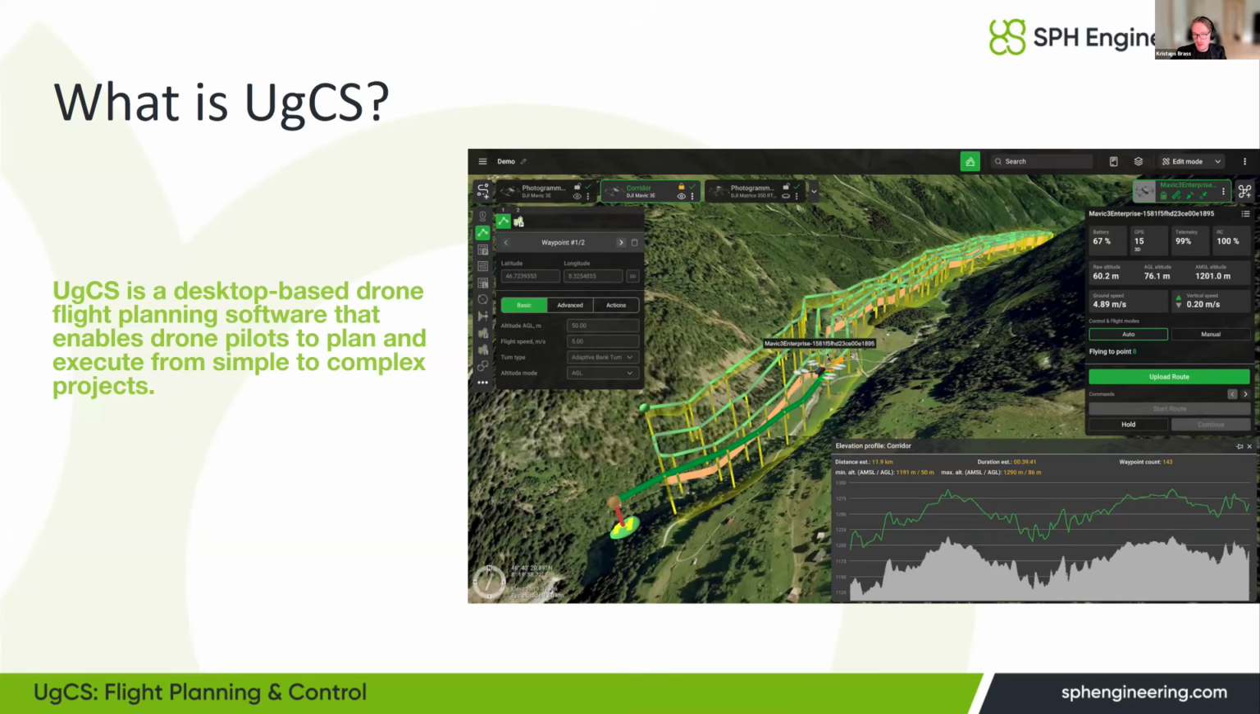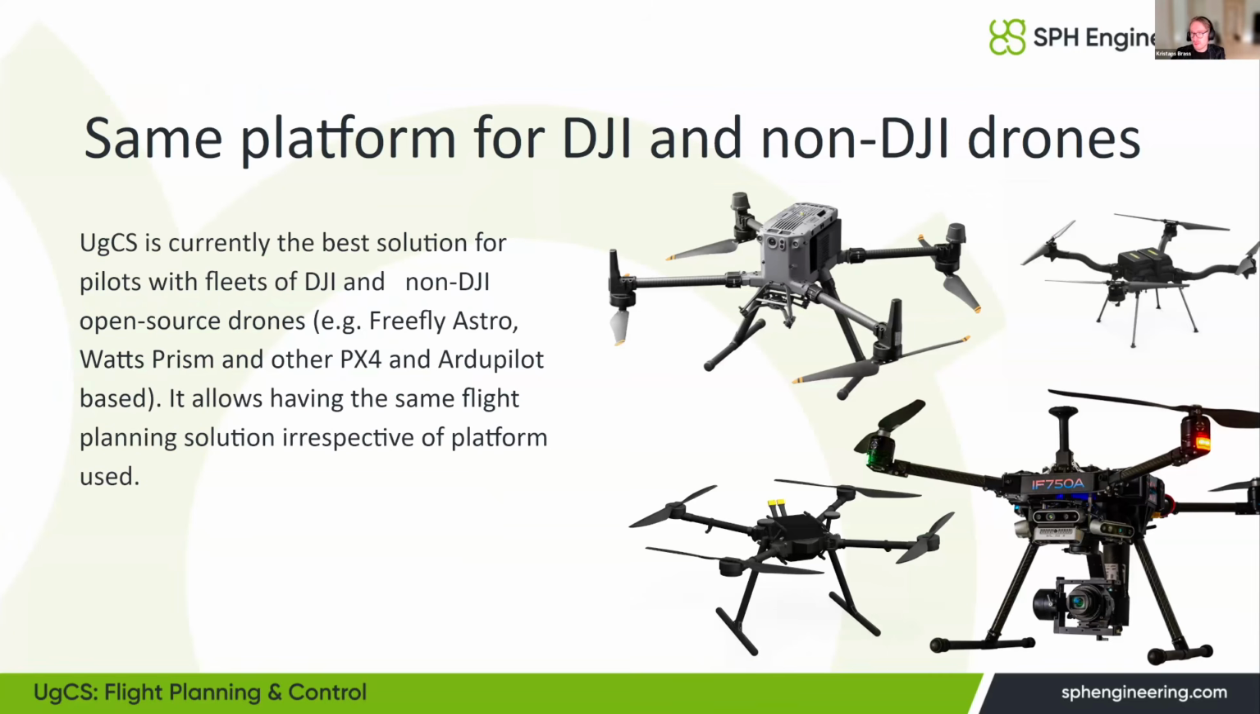It basically allows you to plan missions starting from more simple to more complex, and it also supports different kinds of drones. It's one of the few flight planning solutions that is more universal. You may be hearing that in some parts of the world or for some projects, DJI drones might not be allowed. With UgCS, you can control a fleet of different drones on the same platform. You can use Autopilot, PX4, DJI, and other drones from the same flight planning solution.